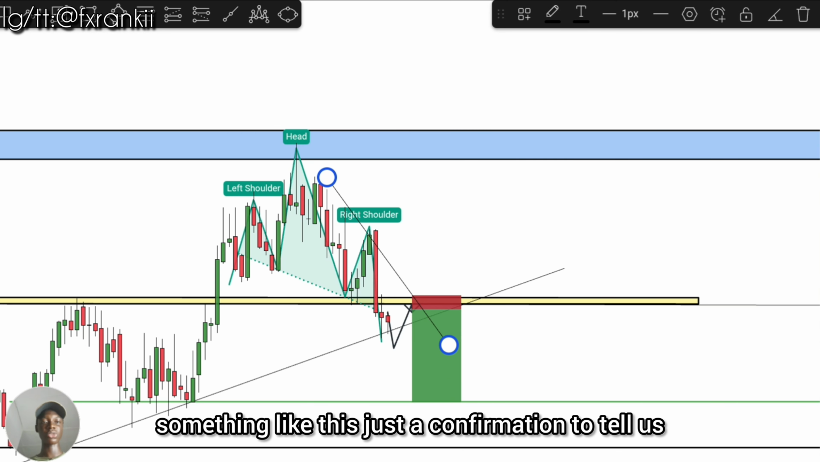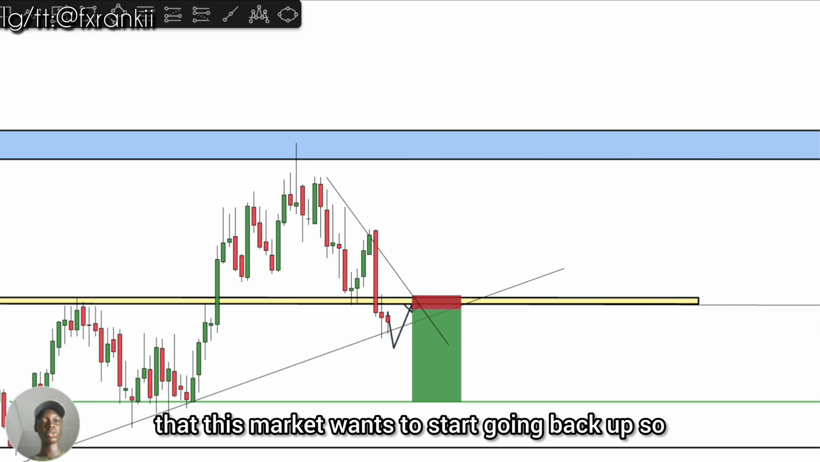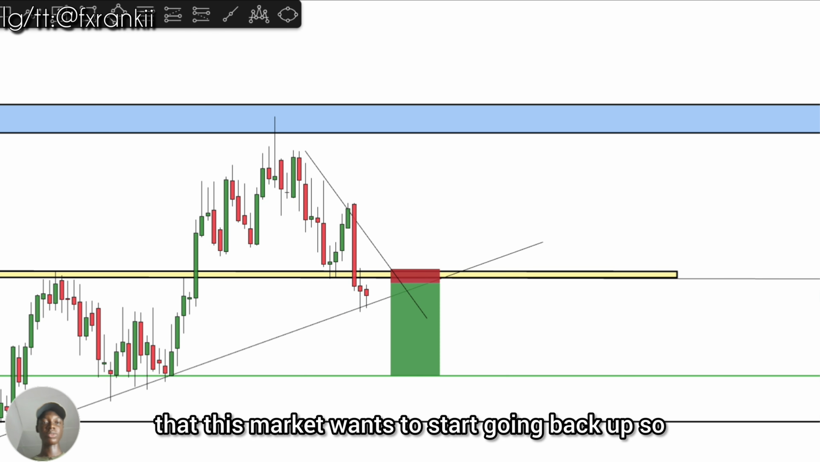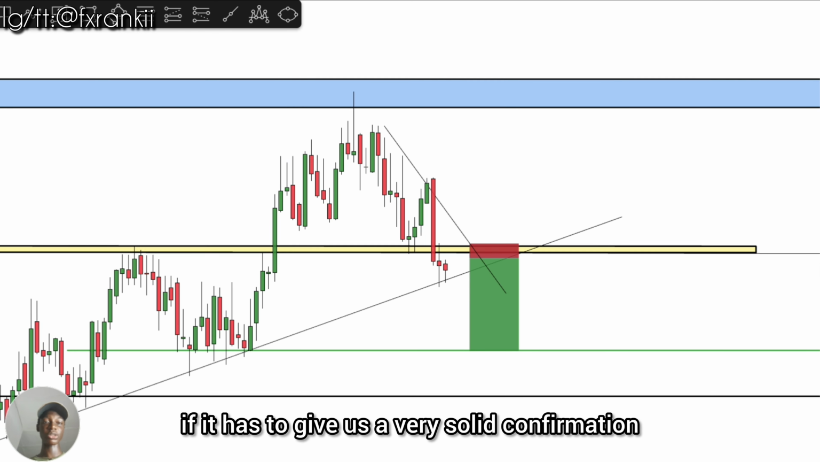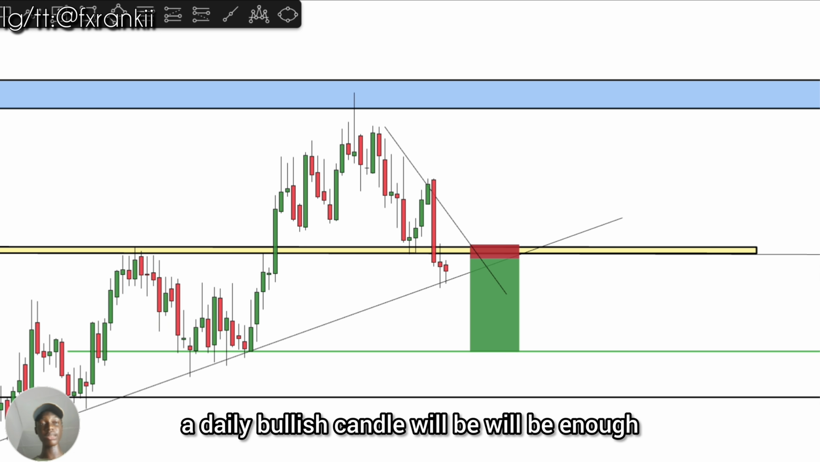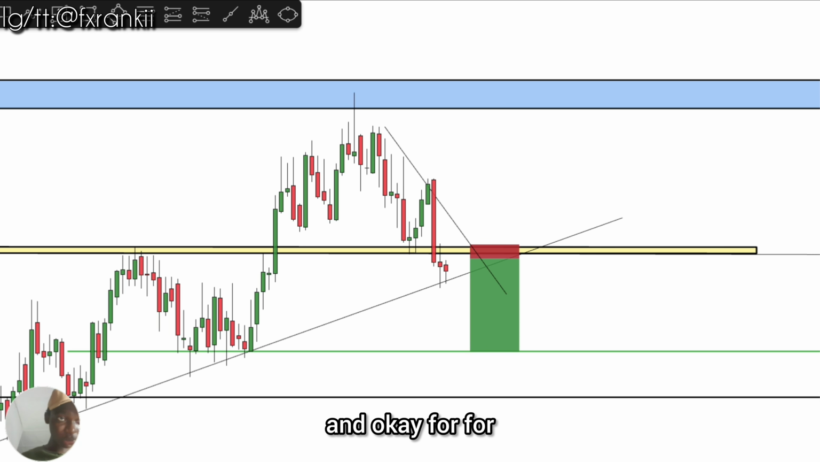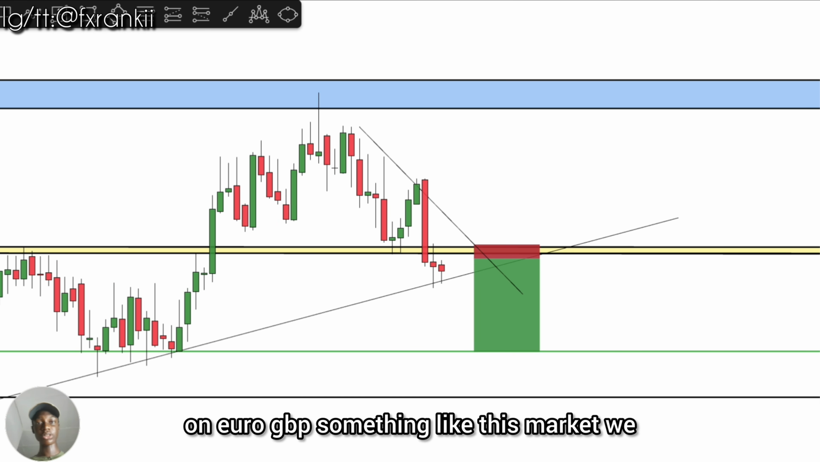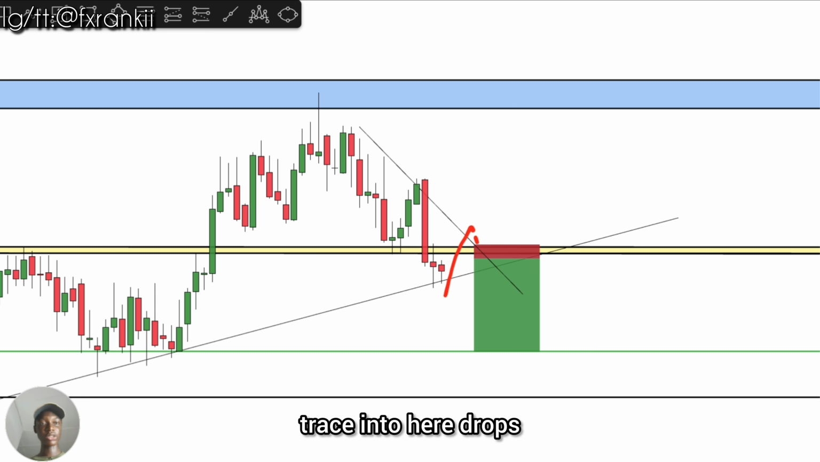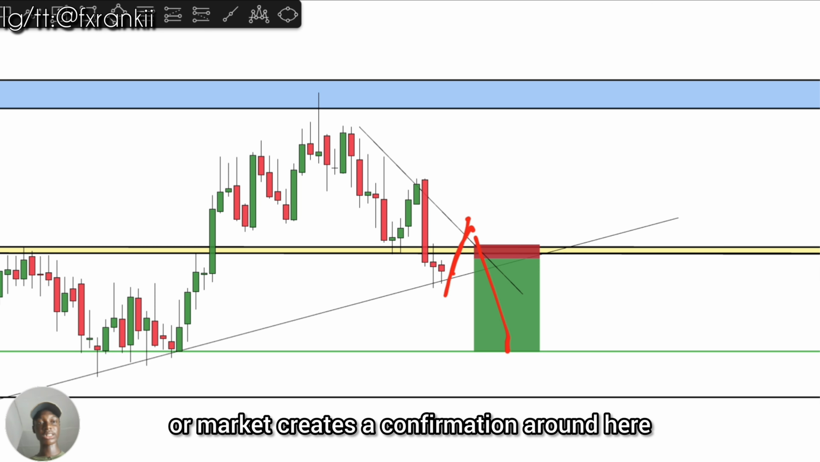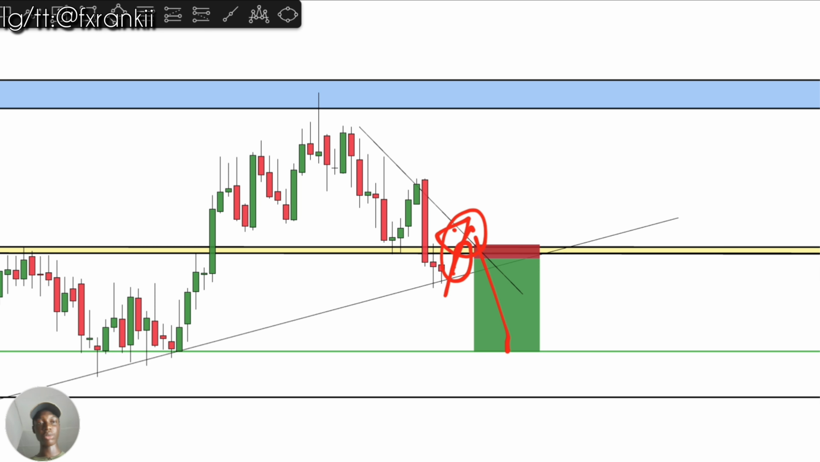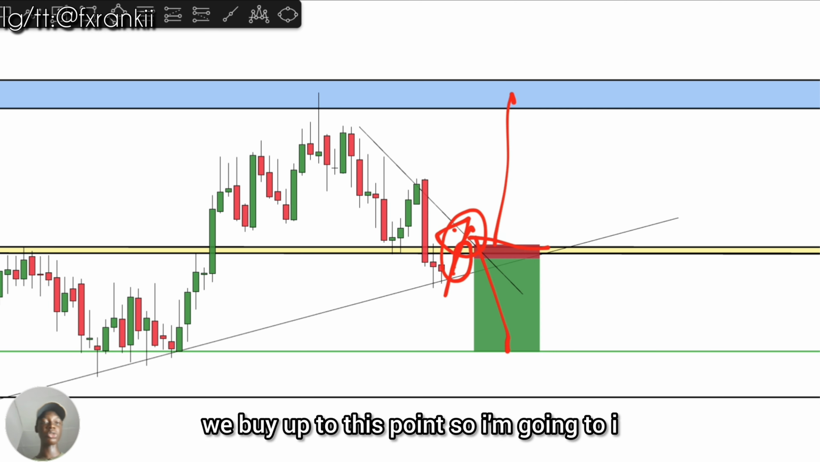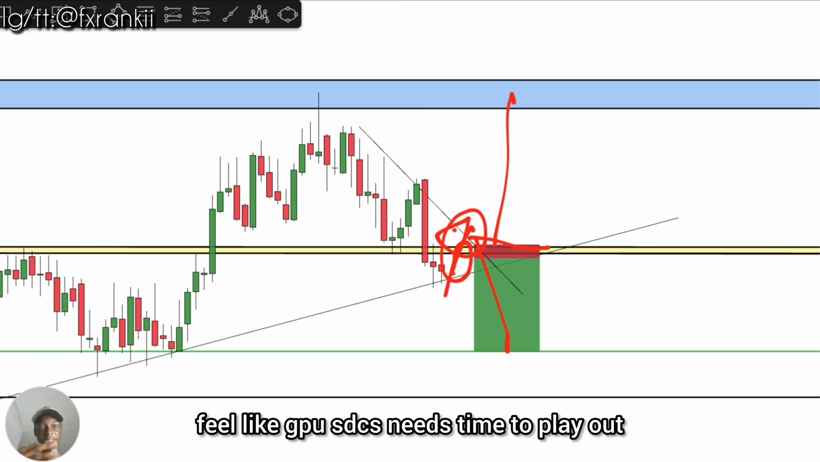just a confirmation to tell us that this market wants to start going back up. It has to give us a very solid confirmation that the market is going back up. Maybe a daily bullish candle will be enough. But this is what I'm looking at on Euro GBP. Something like this: the market retraces into here and drops, or the market creates a confirmation around here and we buy up to this point. So I feel like GBP still needs time to play out.